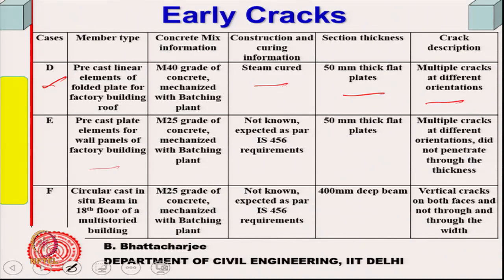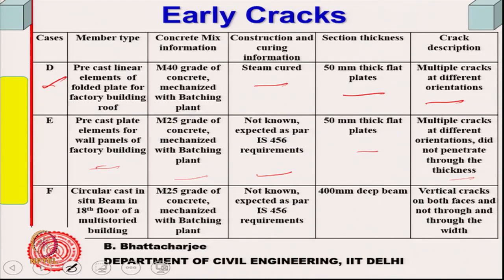Then these are precast plate elements for wall panels of a factory building. The previous one was a linear element, like a beam or column sort of thing, and this is a plate element, M25 grade concrete mechanized with batching plant. Curing condition was not known, so it was expected that they will follow IS 455, and the thickness of the plate is again very small. So, multiple cracks at different orientations. Of course, the cracks did not penetrate deep into it.